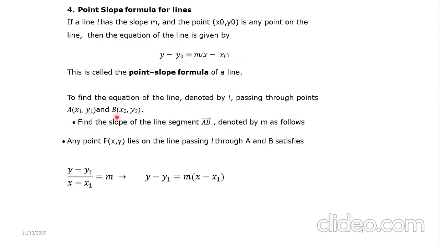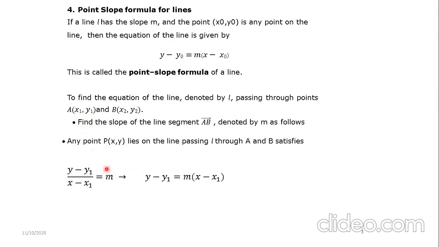To find the equation of the line denoted by L, passing through points A and B, where A is x1, y1 and B is x2, y2, find the slope of the line segment AB, denoted by m, as follows. We get m by subtracting the y values divided by the difference of the x values. These give the slope m.